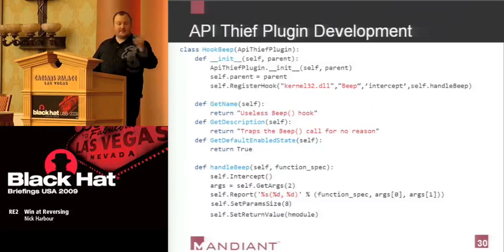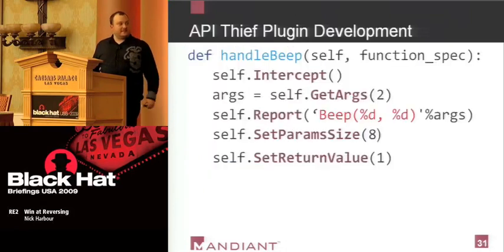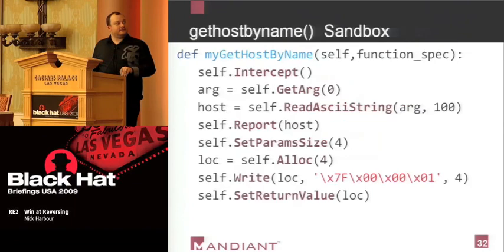Beep takes 2 arguments, so that's why I have the set param size down there of 8. So I can make sure that those 2 parameters to the Beep function call get adjusted when the function returns. So it's pretty easy to do trapping. You can see it's just a couple lines of Python and you're good to go.